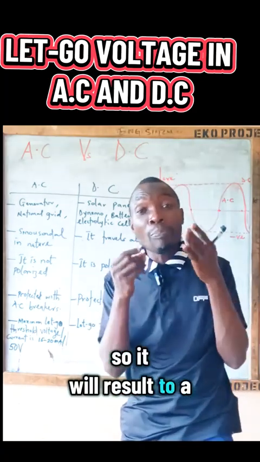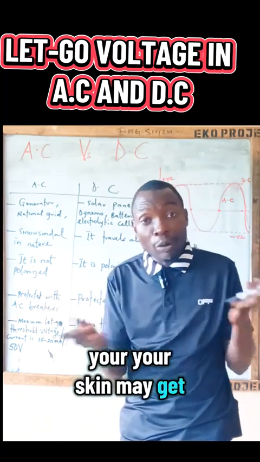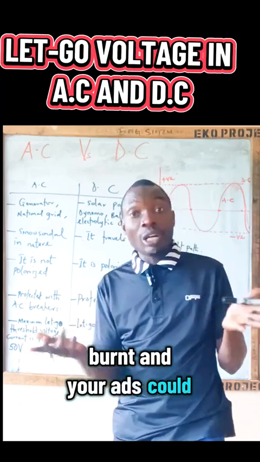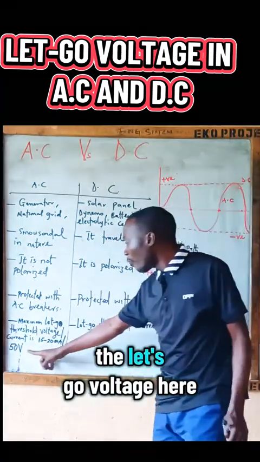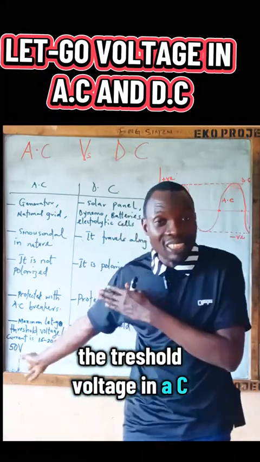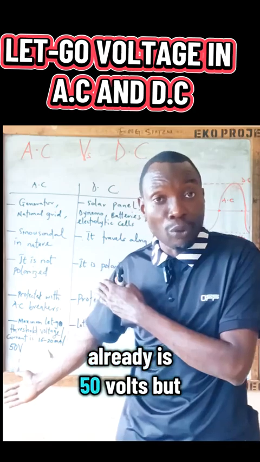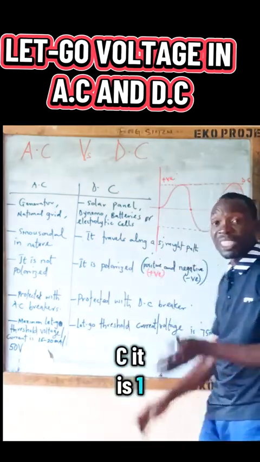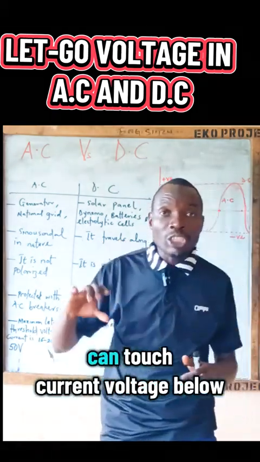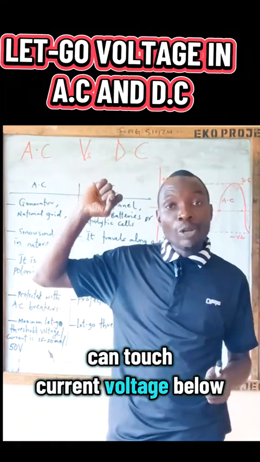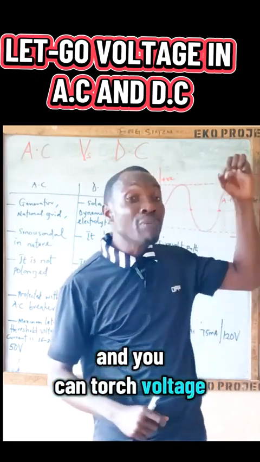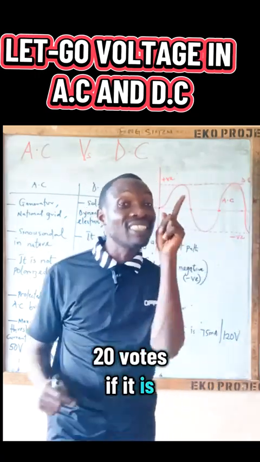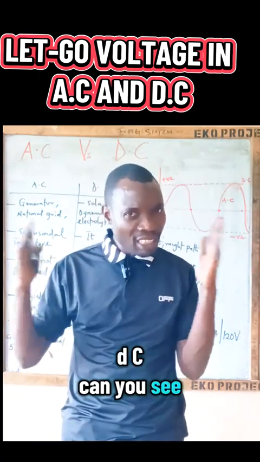So it could result in a burn. Your skin may get burnt, and your heart could actually cease. Likewise, if you look at the let-go voltage here, the threshold voltage in AC, it is 50 amps. Sorry, it is 50 volts. But in DC, it is 120 volts, which means you can touch voltage below 50 volts if it is AC, and you can touch voltage below 120 volts if it is DC. Can you see the difference?